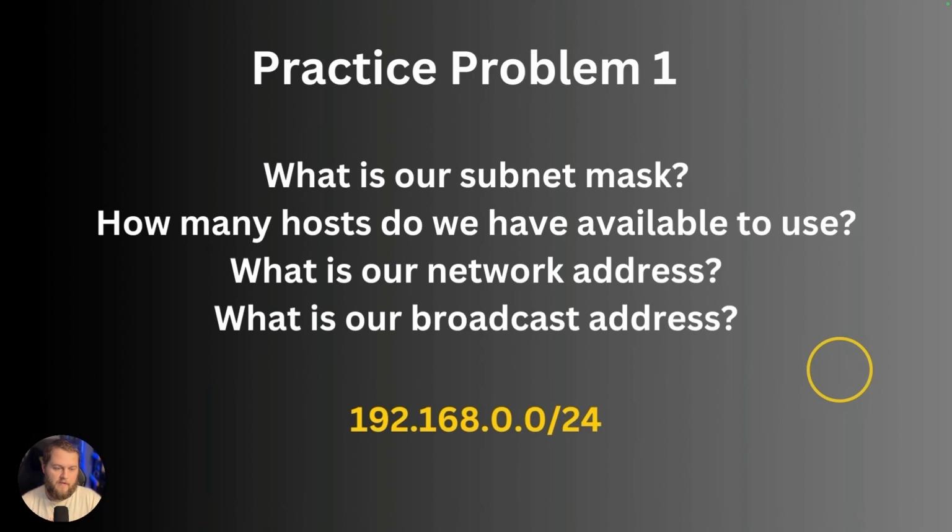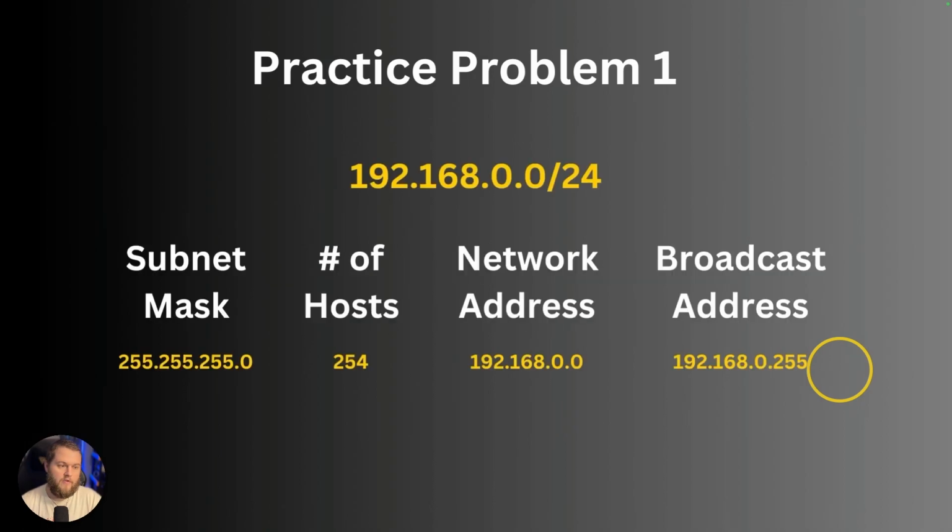We have an IP of 192.168.0.0 /24, and we're asked, what is our subnet mask? How many hosts do we have available to use? What is our network address? And then what is our broadcast address? So the way we figure this out is we would have our subnet mask, which is 255.255.255.0 for a /24.